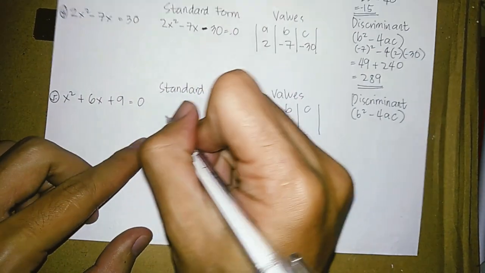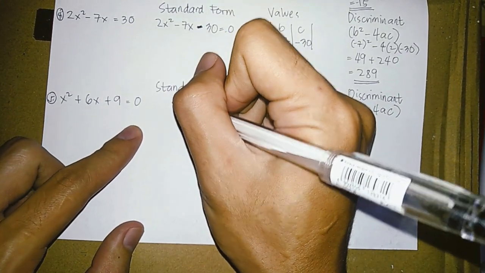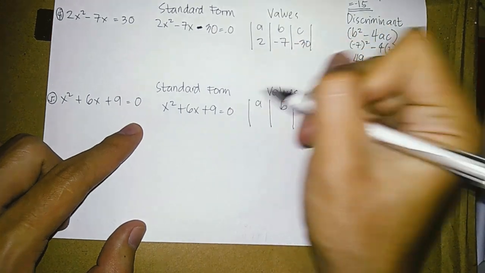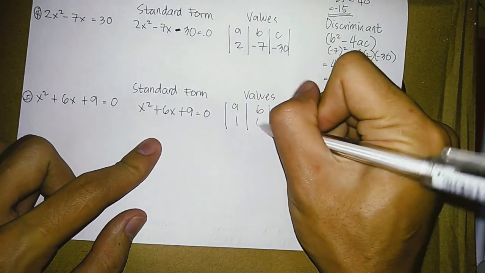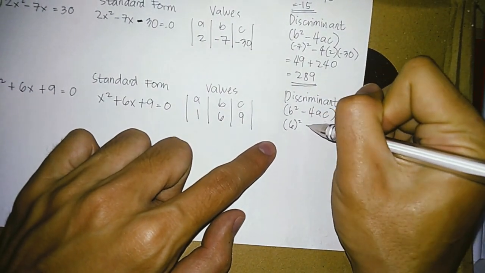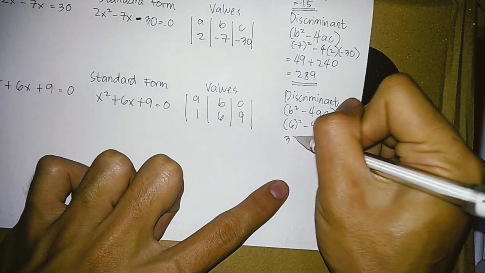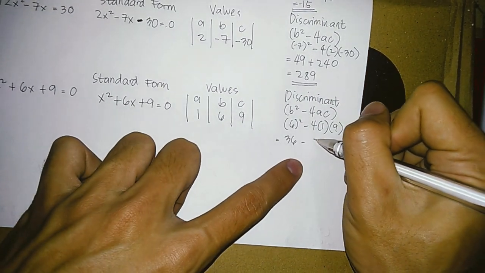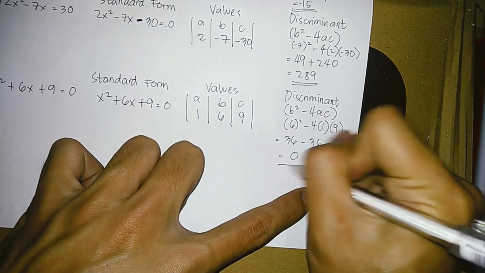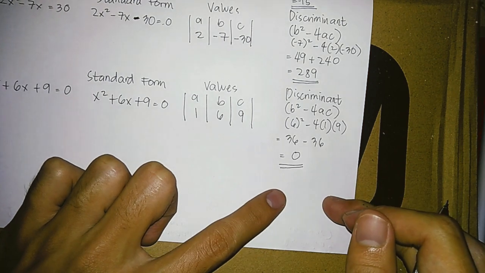And then dito, sa last number, x squared plus 6x plus 9. So, standard form niya is x squared plus 6x plus 9 is equal to 0. Hanapin yung values: 1, 6, 9. Then, discriminant is 6 squared minus 4, 1, and then 9. And then, 36. Kasi 4 times 1 is 4, times 9, 36. So, 0. Ganun ang paghanap ng discriminant. Step by step.